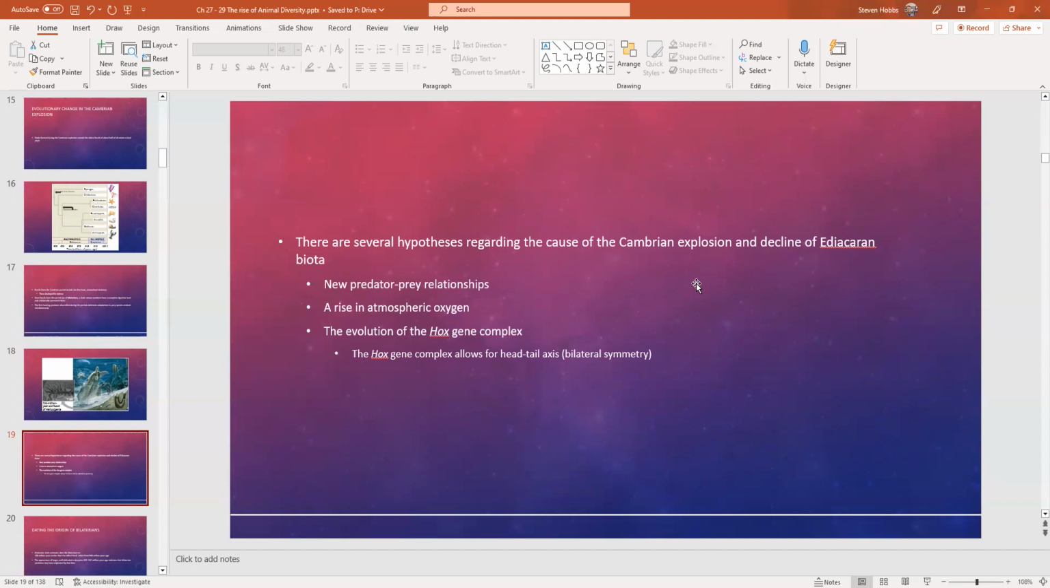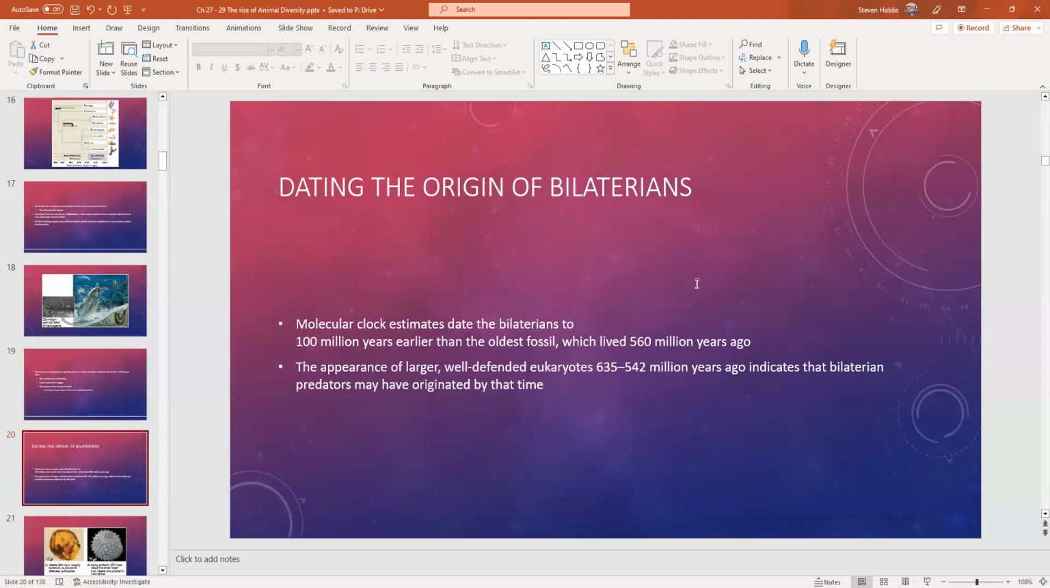We also saw a rise in atmospheric oxygen, and we saw the evolution of the Hox genes. Now, these Hox genes, these are multiple types of genes, but that allows for that head-tail axis, otherwise known as bilateral symmetry. Things sped up. We were becoming more efficient. So the molecular clock estimates bilaterians to about 100 million years earlier than the oldest fossils. So that would have been 560 million years ago or so.